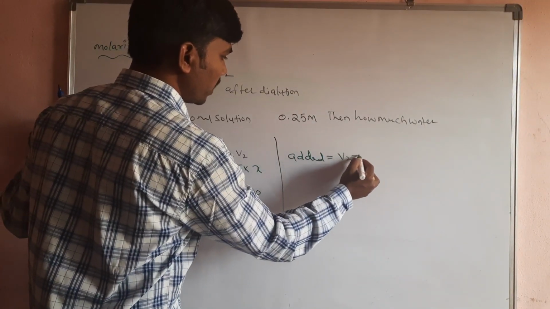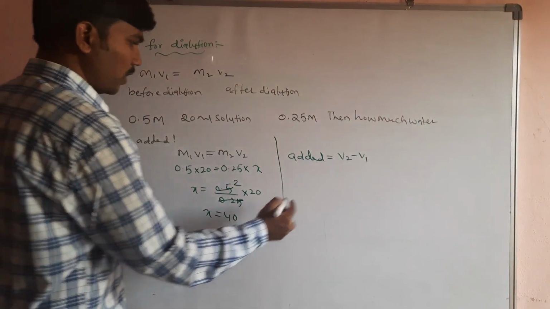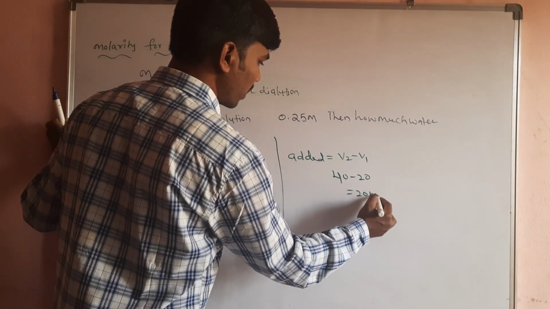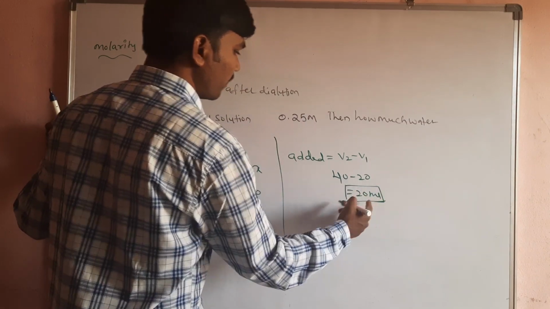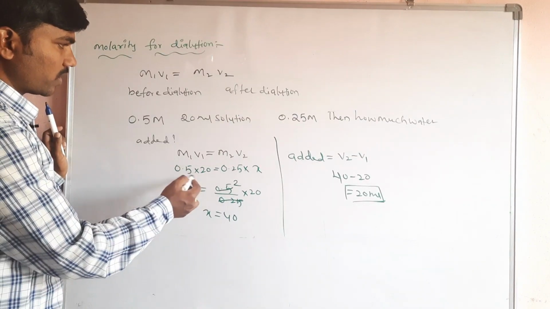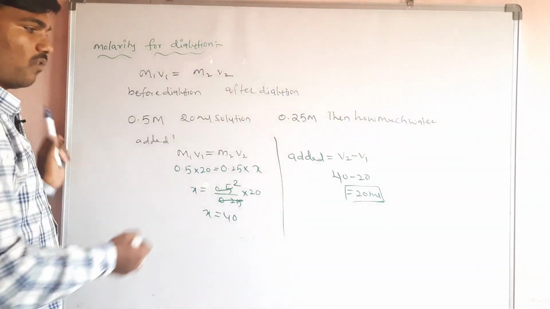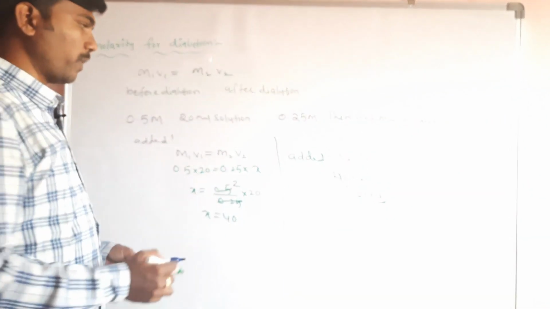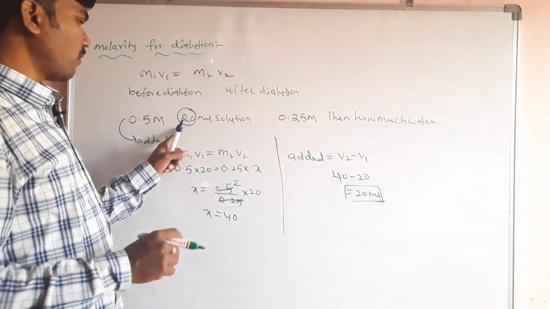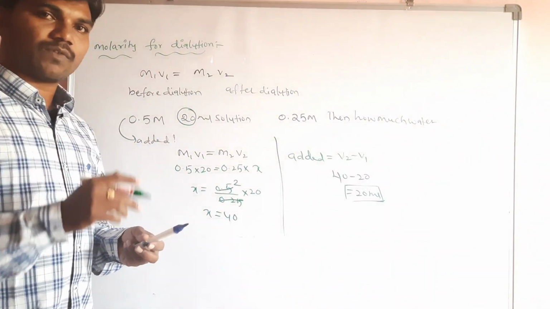Then added water is equal to V2 minus V1. V2 is 40 and V1 is 20, so the water we added is 20 ml. To decrease the concentration, we need to add 20 ml of water. This means the volume doubles, and when we double the volume, the concentration becomes half.